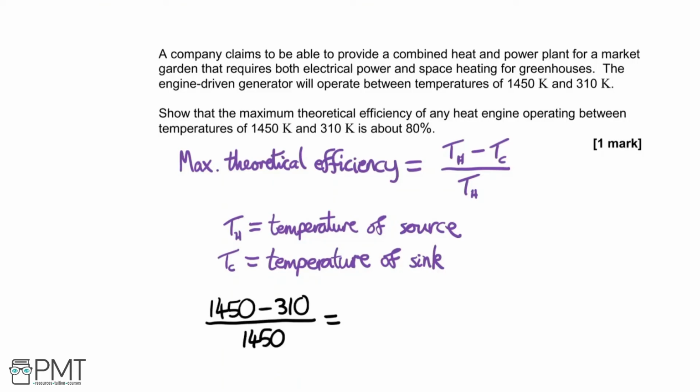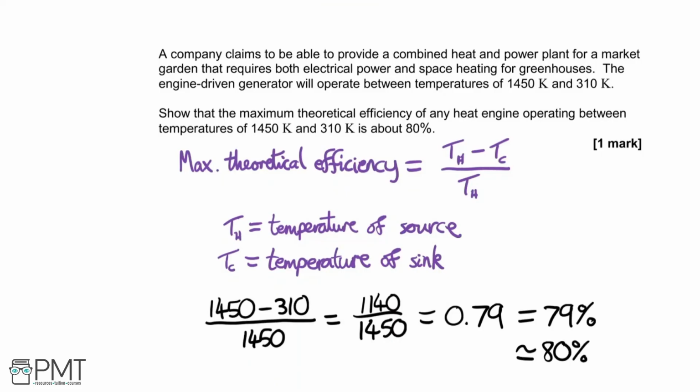So 1450 minus 310, then we're dividing that by TH again, which is 1450. So that's going to be 1140 divided by 1450. That's going to give us 0.79, which is going to be 79%. Now that should be enough, but it's always worth relating that to the 80% that it gives you in the question. So it's approximately equal to 80%. It can be rounded to that, and then that's our answer. That's our mark. Remember, this mark is for use of the equation, not for the answer that you get at the end.